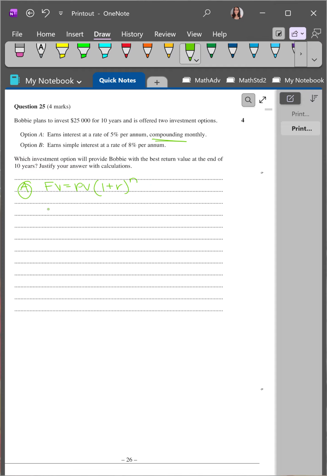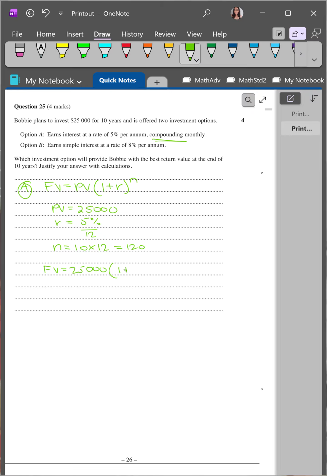Now, in this situation, the present value is $25,000. The rate is 5% per annum compounding monthly. So they've given us a rate in years and we want to convert it to a rate for months. So this is going to be 5% divided by 12 to get a monthly rate. And then our N, our period, is 10 years, but once again it's compounding monthly. So we need to convert 10 years to months, so it's going to be 10 years times 12, and that equals 120.